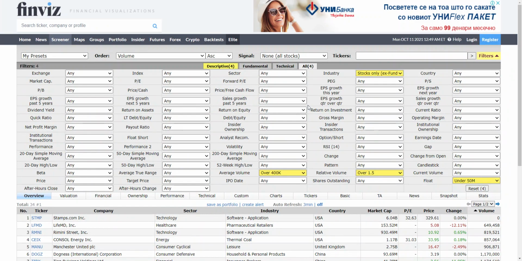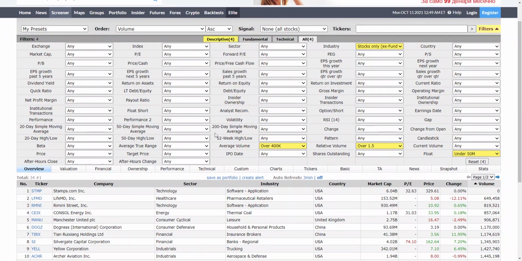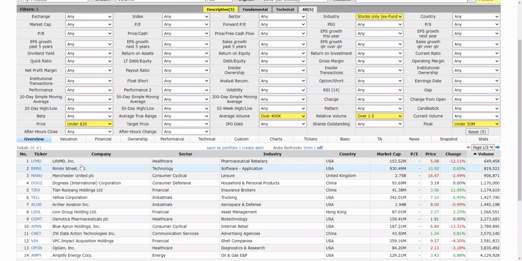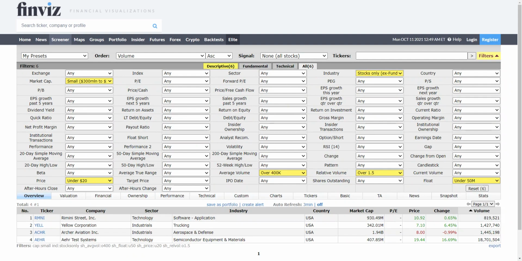Right now we have two more things that we are going to fill out right here, and we are left with only 34 stocks. After that, I'm going to be talking about the price and also the market capitalization. The price is always up to you, but I'm always looking for stocks that are under 20 bucks. So bam, that is it with that. After that, the market capitalization, I'm always looking for small. What does small mean? It basically means the capitalization will be somewhere around 300 million to 2 billion. Bam, that is it with that.